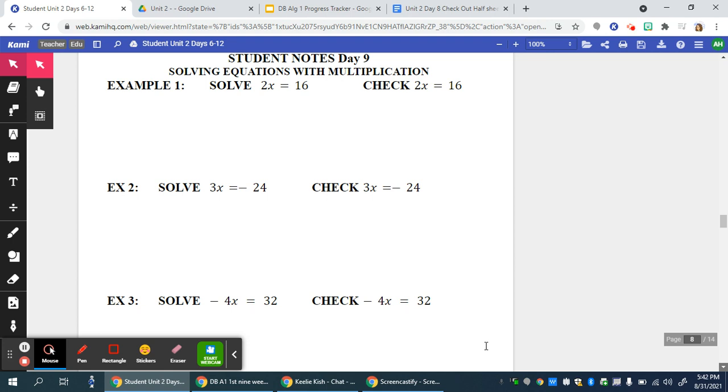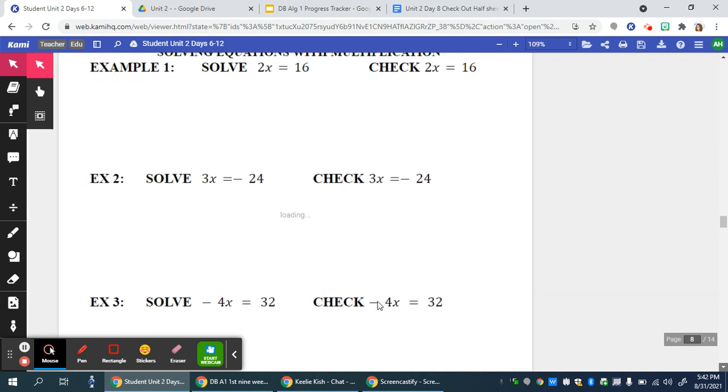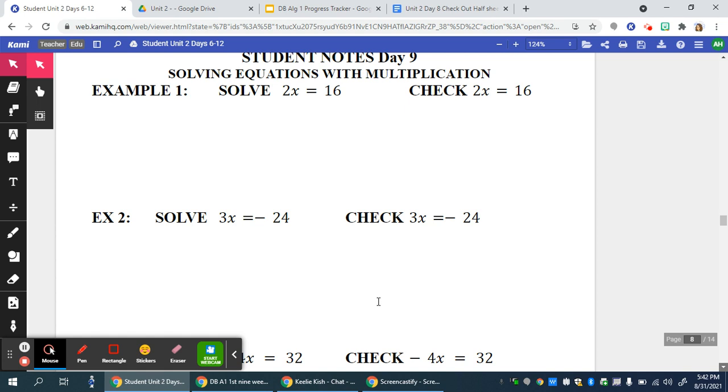This is day 9 notes, solving equations with multiplication. Your notes packet might say day 11, but this is in fact day 9. So let's get going. I do want to zoom in if I can. All right, day 9, example 1.